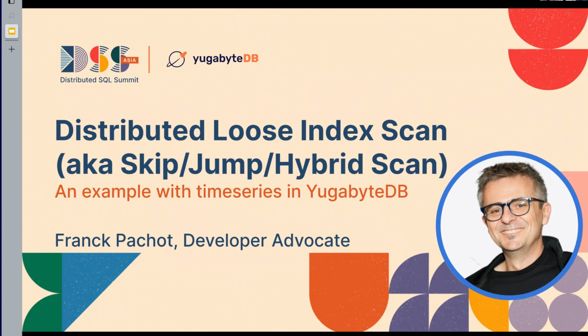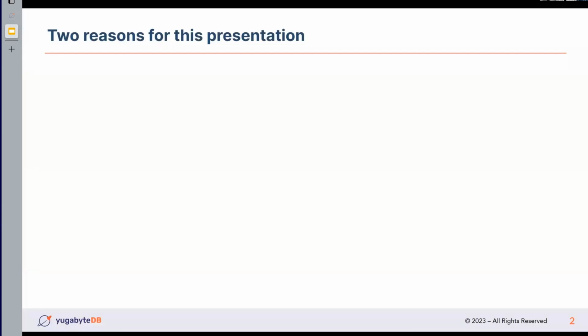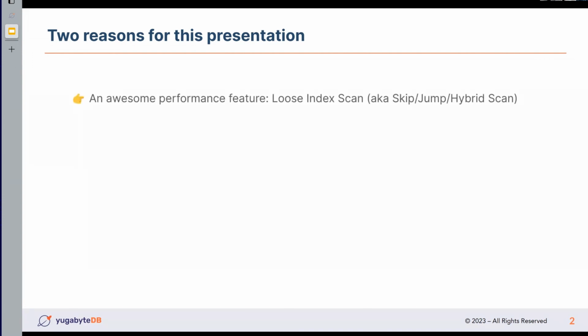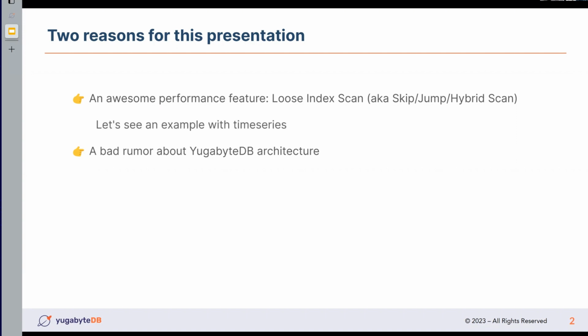And for this session, I will take a simple time series example. There are two reasons why I wanted to present this. The first one, of course, is that this is a very interesting feature for performance, the loose index scan. And another reason is that I've heard bad rumors from many competitors about their misunderstanding of the Yugabyte architecture. So we will come to that later. For the moment, we'll see an example with a time series.